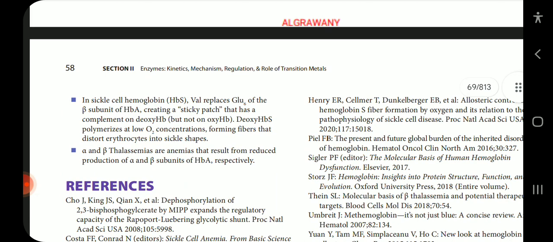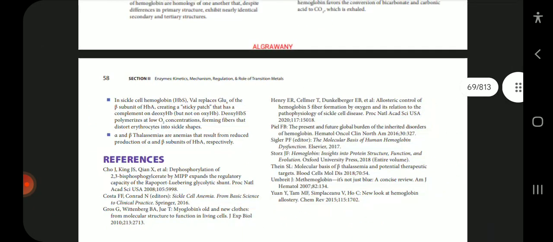In sickle cell hemoglobin, HbS, valine replaces Glu-6 of the beta subunit of HbA, creating a sticky patch that has a complement on deoxy-Hb but not on oxy-Hb. Deoxy-HbS polymerizes at low O2 concentrations, forming fibers that distort erythrocytes into a sickle shape. Alpha and beta thalassemias are anemias that result from reduced production of alpha and beta subunits of HbA, respectively. So this completes our chapter 6.